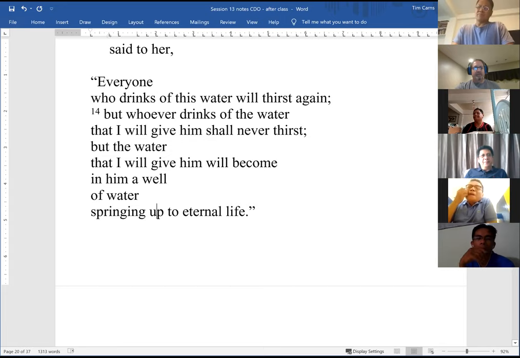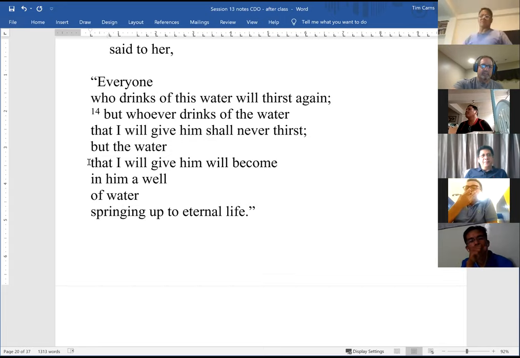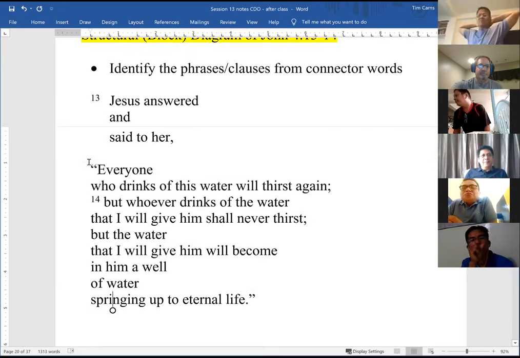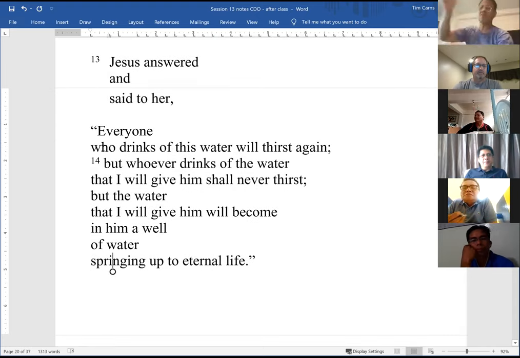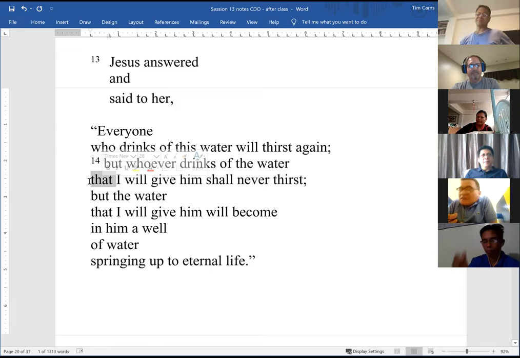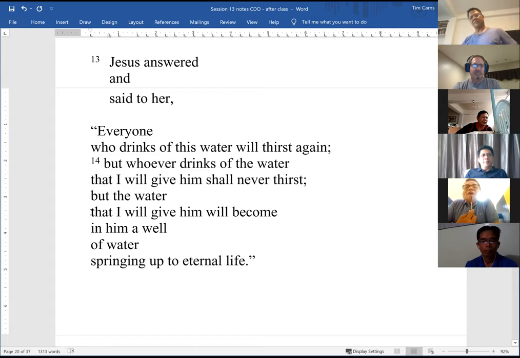Okay? So, in this step, we've identified the phrases from the connector word. So this connector word is the relative pronoun who. Then we have the conjunction but. And then this functions like a relative pronoun that. Another conjunction but. Relative pronoun that. In him a preposition, of a preposition, and then springing a participle. So we have a variety of connector words here.